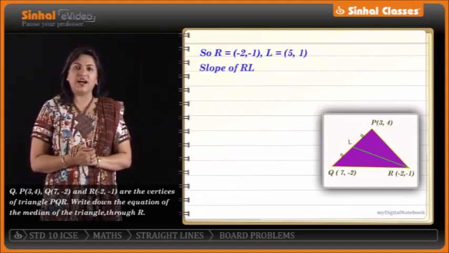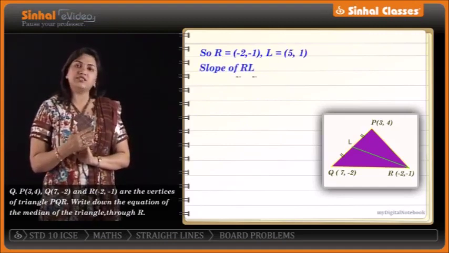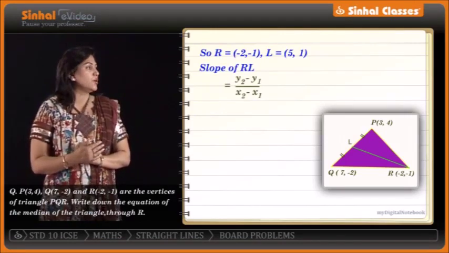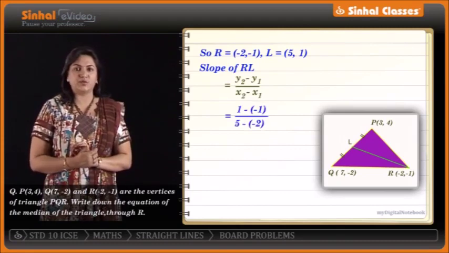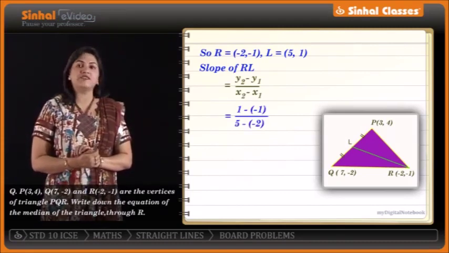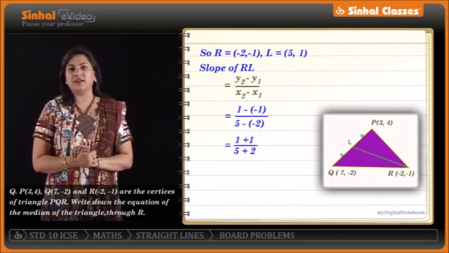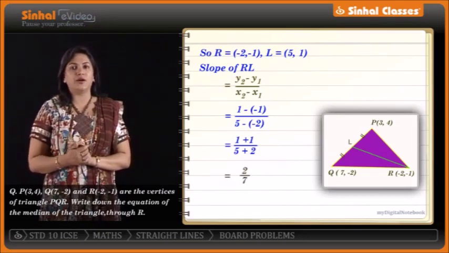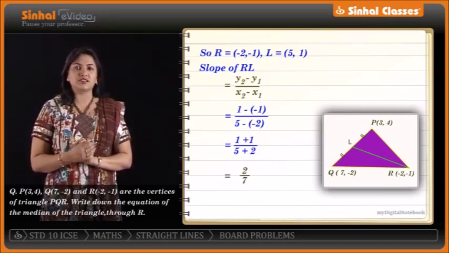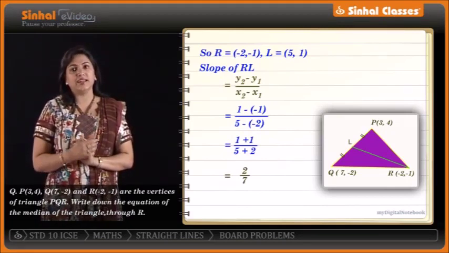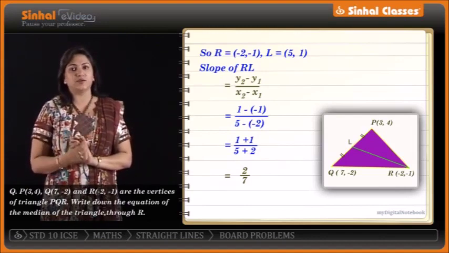So the slope of line RL will be (y2 minus y1) upon (x2 minus x1), that is 1 minus of minus 1 upon 5 minus of minus 2. That gives us 1 plus 1 upon 5 plus 2, which is nothing but 2 upon 7. So we've got the slope of line RL as 2 by 7, and R passes through this line, that is with coordinates (-2, -1).